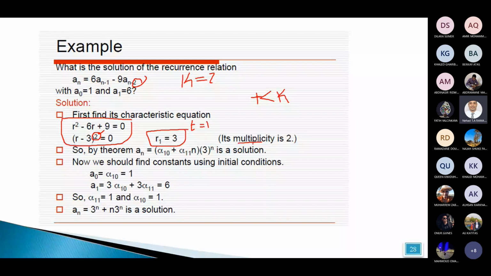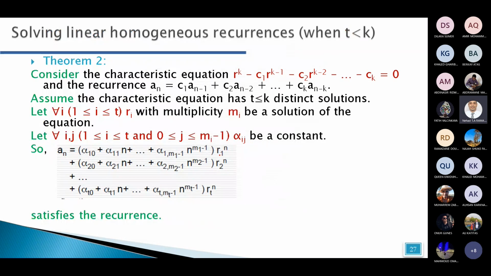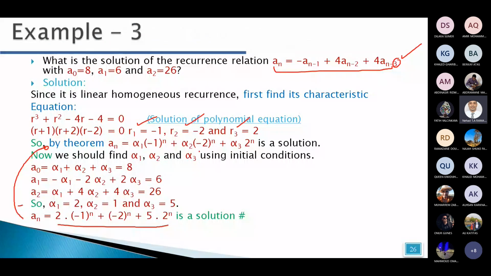So we will apply the second theorem, not the first theorem. For the first theorem, in all the examples we have taken so far, we have two terms, and here in this example we have three terms. So t equals 3, and k equals 3. The degree equals 3, and the characteristic equation has three different solutions for degree 3, then it's okay. We can apply the first theorem.